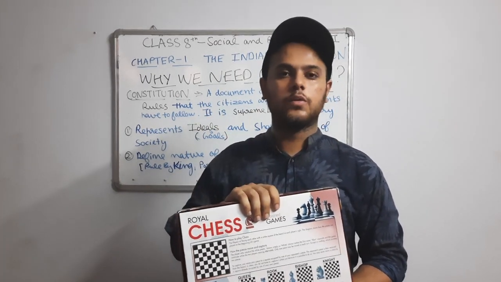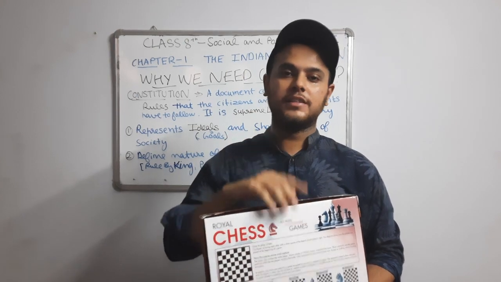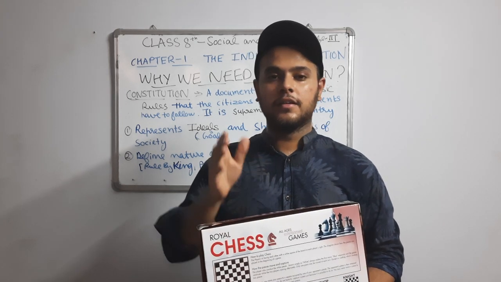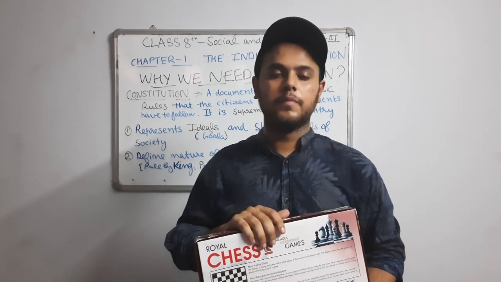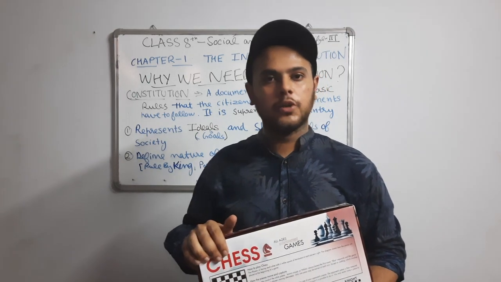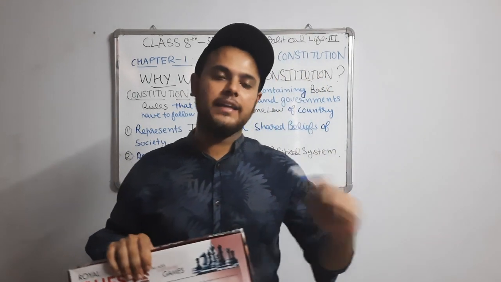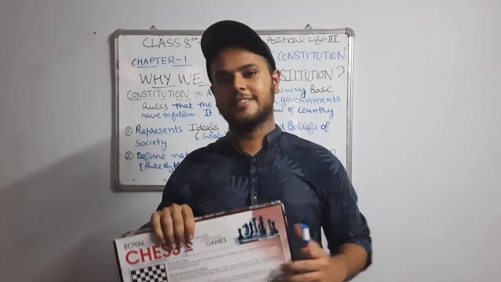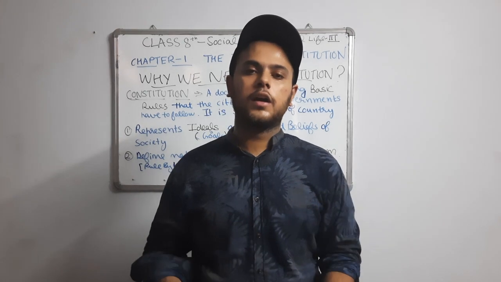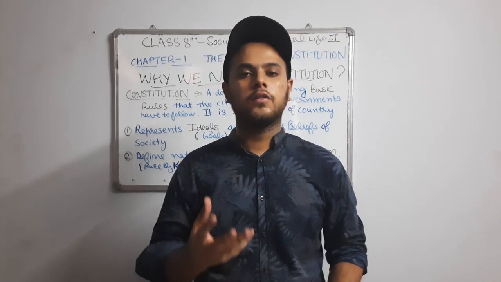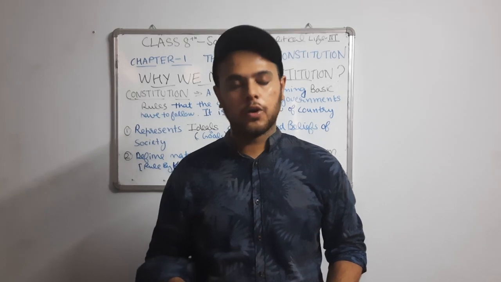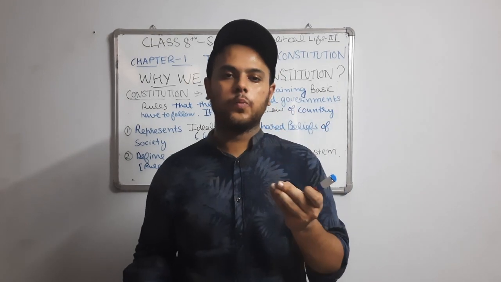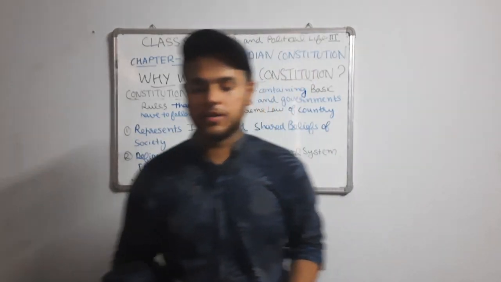The rule book tells you that the king can move only one step in all directions. It will tell you that the knight can move in an L-shaped direction, that is 2.5 steps. It will tell you that a bishop can move any number of steps diagonally. So once you know all these rules, you can play smoothly. Similarly, for a country to function smoothly, we require certain rules and laws, and all these rules and laws are contained in a document which we call the Constitution.